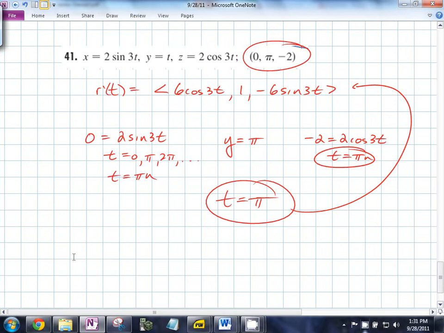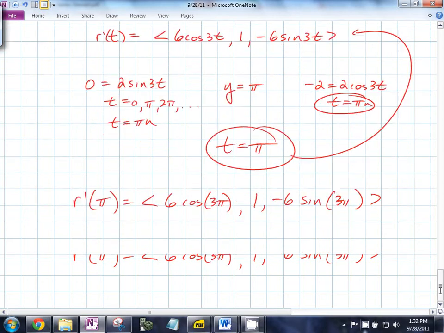What's cosine of 3 pi? Negative 1. Negative 1, 1 and negative 6. What's sine of 3 pi? 0. So our perpendicular vector is going to be negative 6, comma 1, comma 0. And our point is 0, pi, what? 0, pi, negative 2?